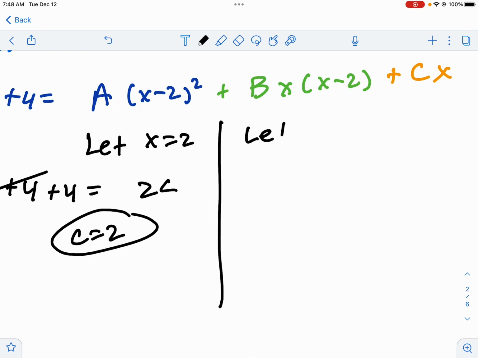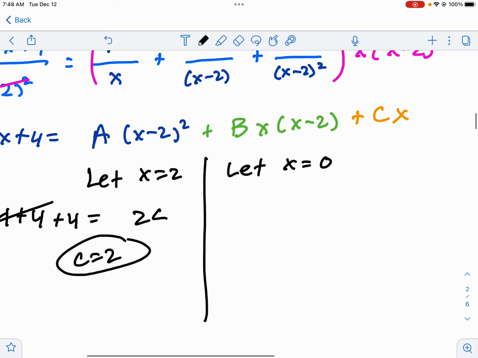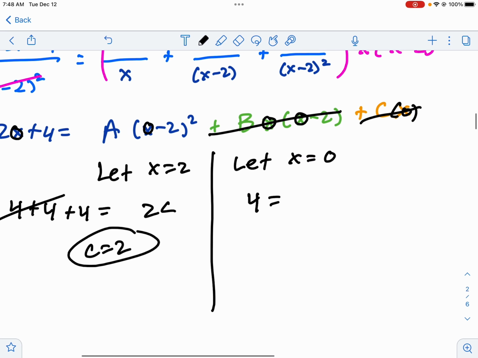Another number, if I let x equal to 0. So the idea of this is if you choose a number and you can get rid of the other letters and only have one letter left, then you're good to go. So if I let x equal 0, you'll see that b is going to be gone, c is going to be gone. I put a 0 there and a 0 there, so I get 4 is equal to a times negative 2 squared, which is 4a. So 4 is equal to 4a, a is equal to 1.